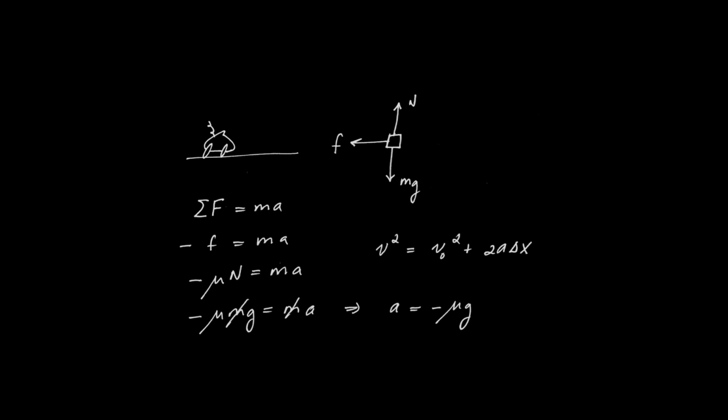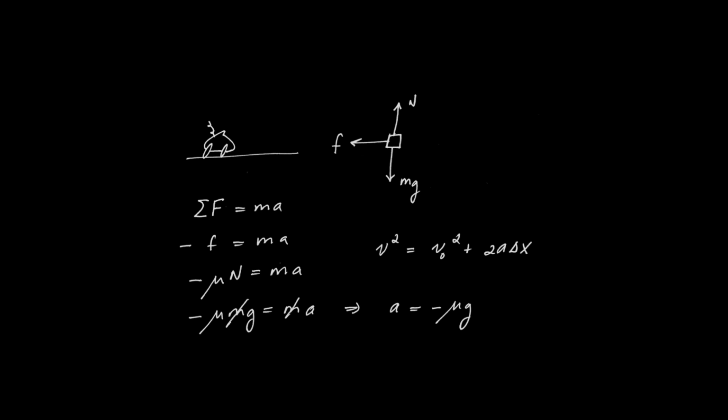I call it negative because it points to the left, in the direction that I presume to be negative, because I would just take the direction of the car to be positive. Very sensible. That net force, which is just the friction force, is equal to the mass times the acceleration. So I write negative F is equal to mass times acceleration.